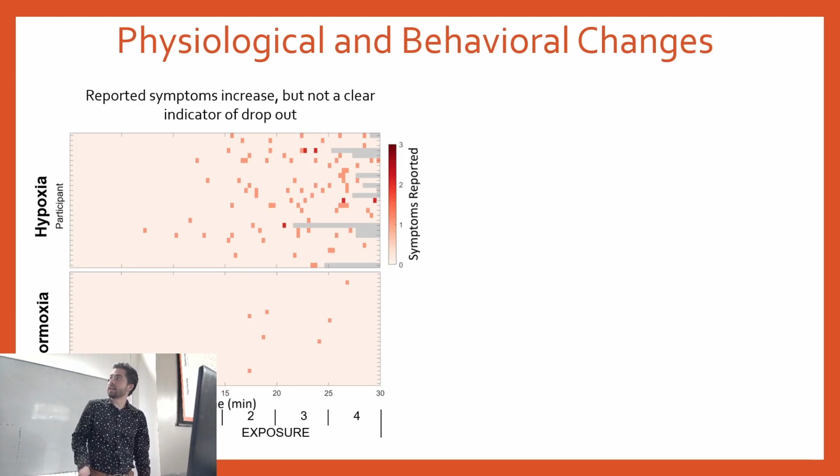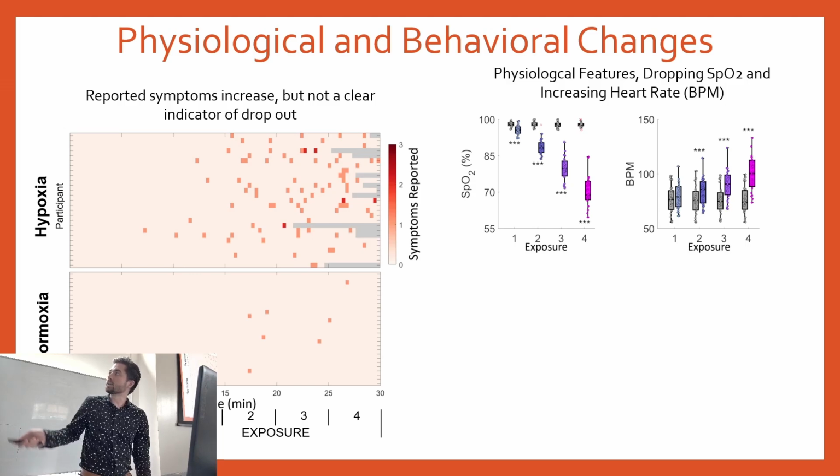So looking into the data here, we can see that their reported symptoms increased a lot during the hypoxic state on the top, the symptoms being these little blips. However, this is inconsistent across participants. You can't just say, oh, I recognize that I'm hypoxic, as well as some people being more resistant to hypoxia than others. We also looked into their SpO2 and their BPM, or their heart rate, and you can see the SpO2 dropping across each exposure and heart rate going up.